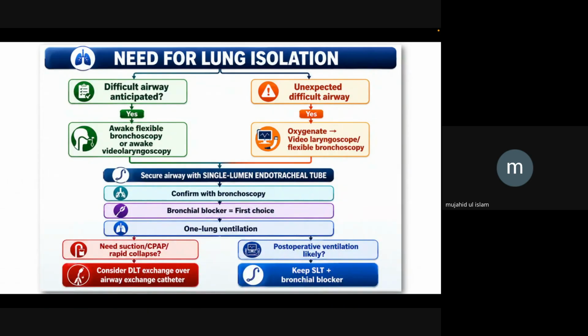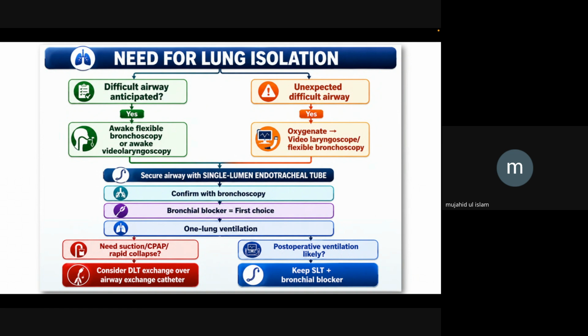Regardless of the pathway, the goal is to secure the airway with a single lumen endotracheal tube first. Once the airway is secured, correct tube placement should be confirmed with bronchoscopy. For lung isolation, the bronchial blocker is the first choice in patients with a difficult airway because it avoids exchanging the airway and minimizes the risk of losing it.